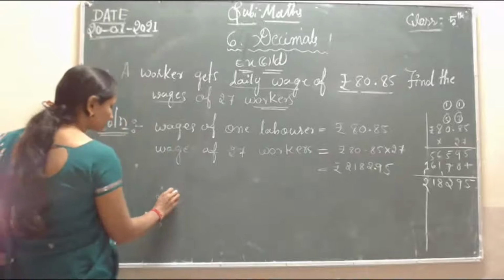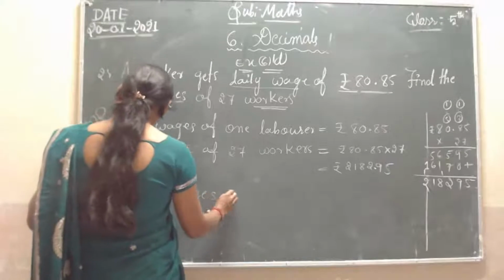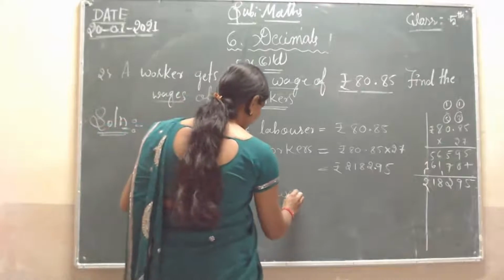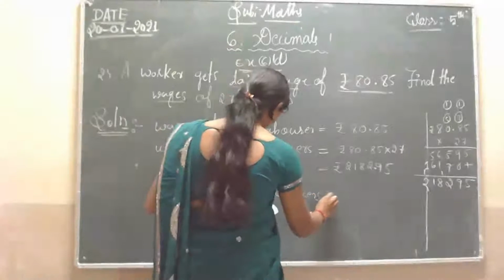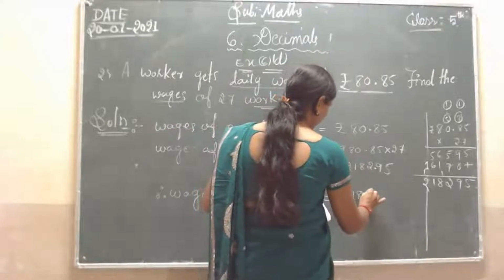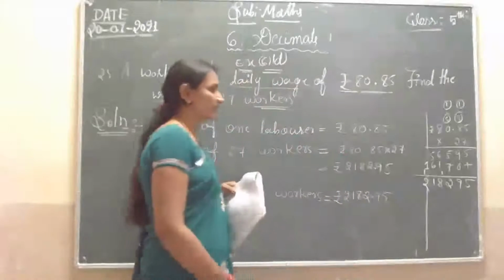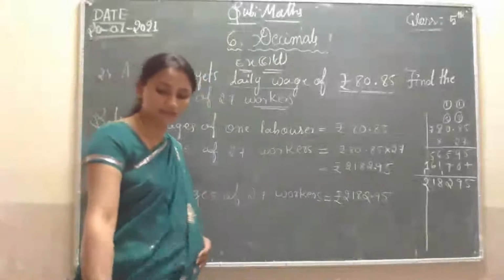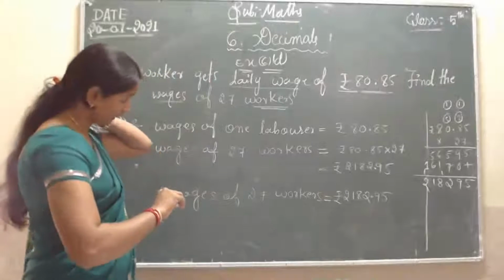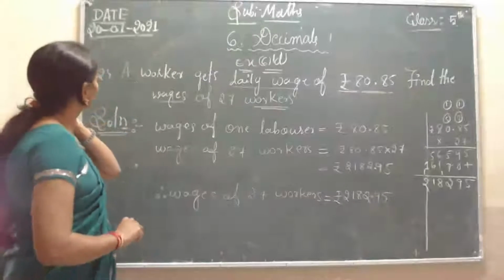So we have to write: therefore, the wages of 27 workers. The 27 workers taken how much money? What is the total money? That is 2,182.95 paise. Students, see here. The first, I have to repeat again. Can you see? Just 2 minutes, I will repeat.